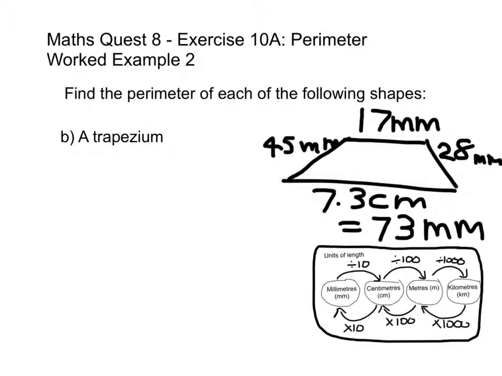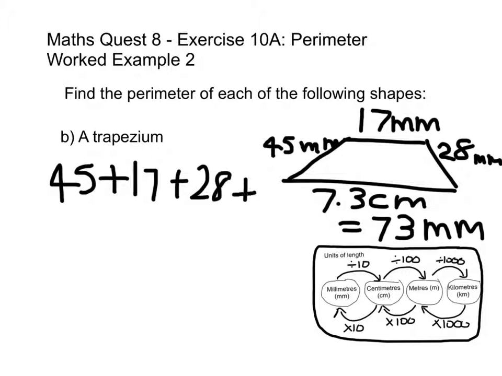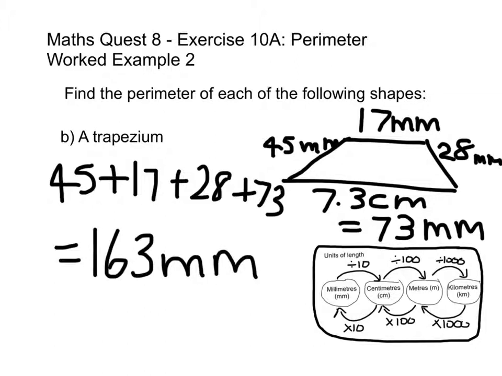So now we can add up all the sides of our trapezium to get our perimeter. So it's quite simply just adding them up. So we've got 45 plus 17 plus 28 plus 73. And our answer that we get when we add all those up is 163 millimeters. So that means the perimeter of this trapezium here, the distance around the outside, is 163 millimeters.